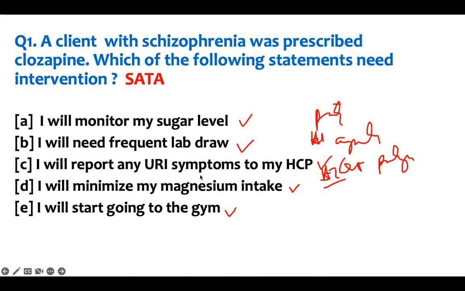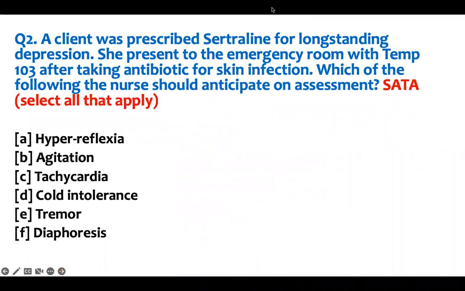But for this, we intervene because of patients saying that they need to minimize their magnesium. If they do that, they will develop QT prolongation and Torsade de Pointes. So the answer choice is just one, number D. Okay. Second medication.